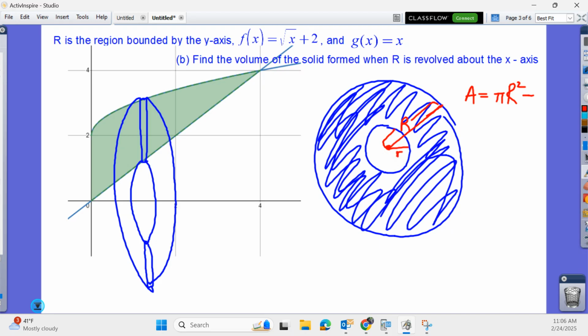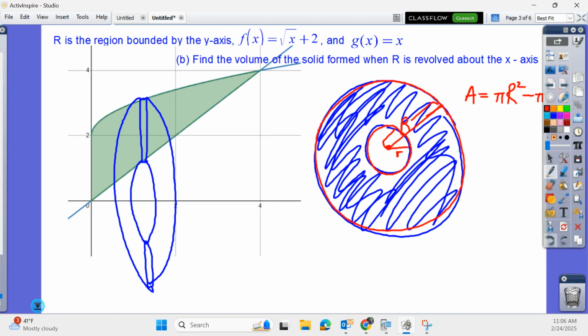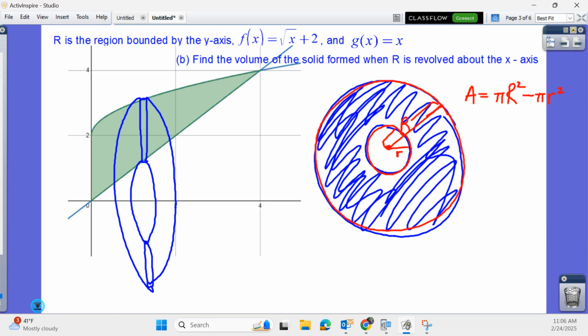Its area is pi times little r squared. And so if we subtract those two areas, the area of the big circle minus the area of the little circle, then we get the area in between, right? So this is the cross-sectional area. But what are those radii? What are the big and little radius?